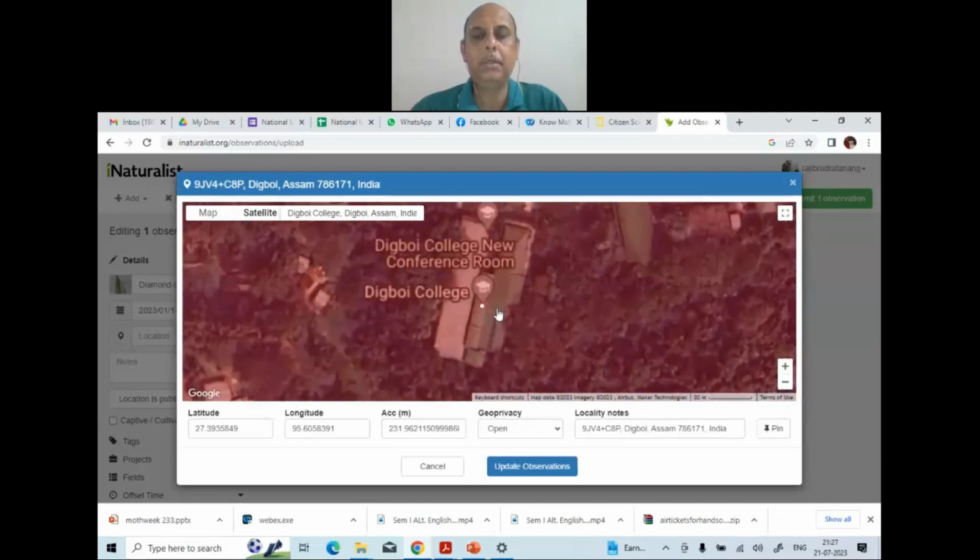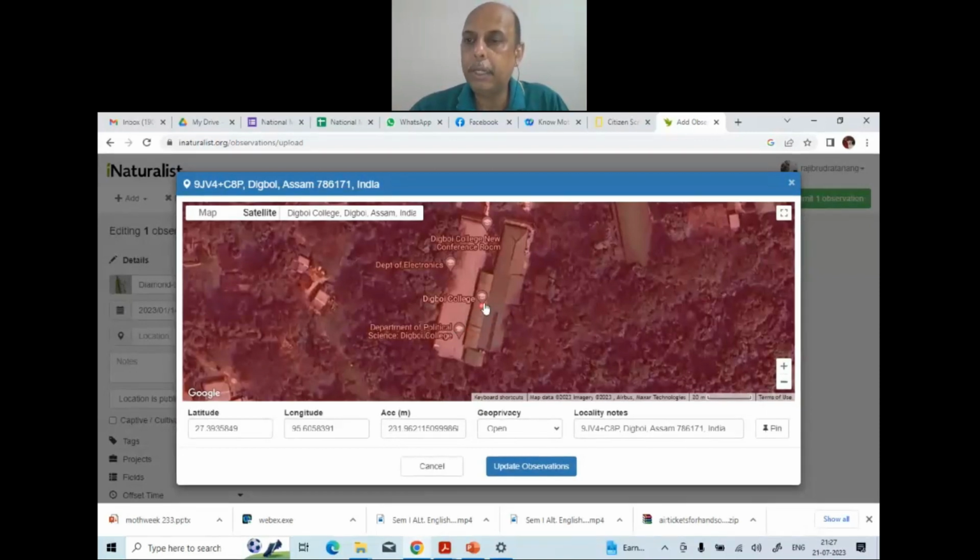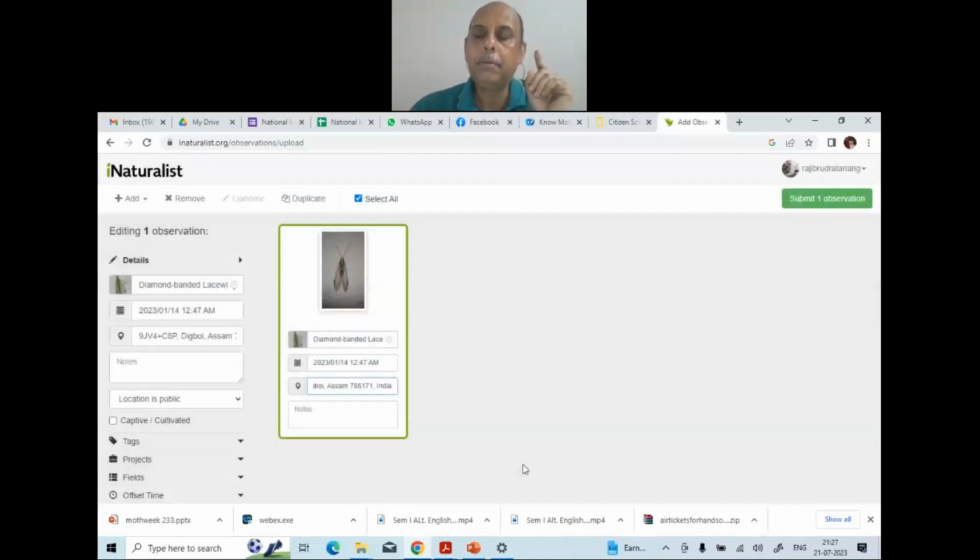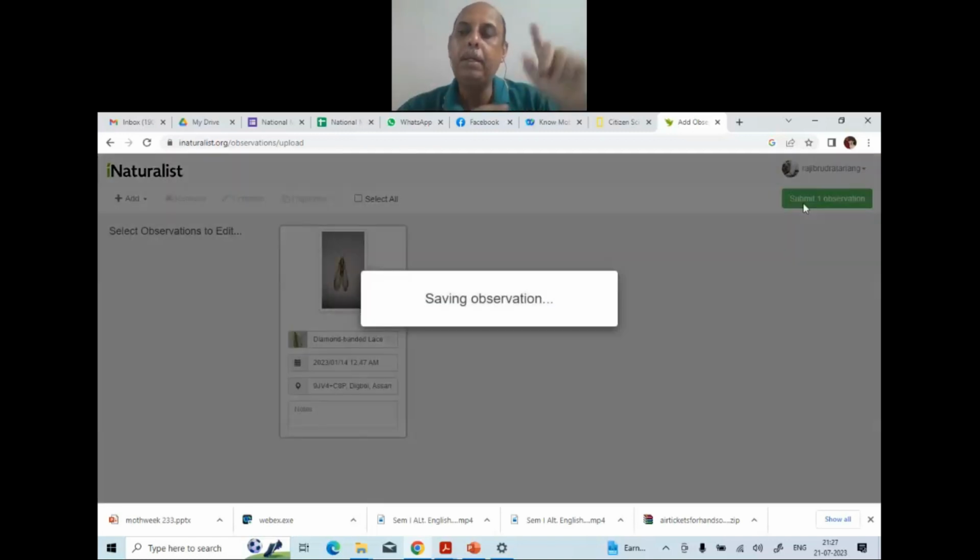So I'll go nearer. These are the buildings. This photograph was taken in the corridors of the building, so I'll keep it here. Once I put it here, I update my observation, and now it has been uploaded. Now I go to the next part, called submit. Since I have selected only one photograph, I can submit, or I can upload more pictures. This is how I do it. Now saving the observation.